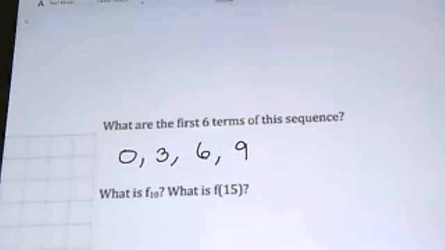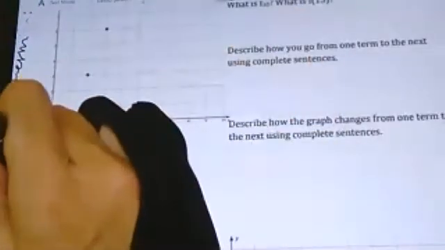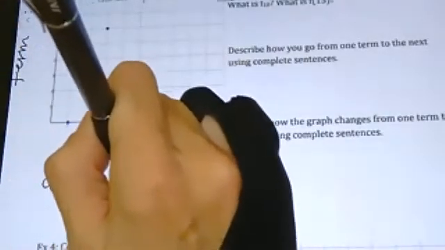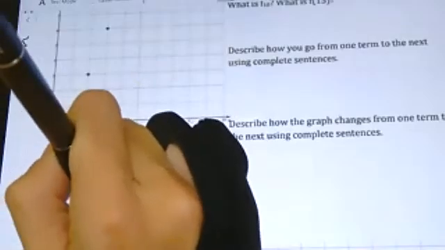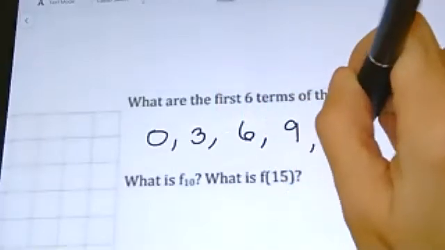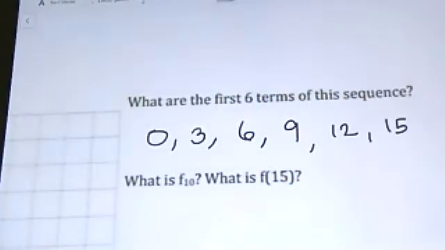And I know it says 6 terms of the sequence. The graph only gave us the first 4, but I think we can figure out what kind of sequence this is. So what is this? Plus 3. So that makes it arithmetic, right? So this is arithmetic with a common difference of 3. So yeah, we can find the first 6 terms. There's 1, 2, 3, 4, and then there's 5, and then there's 6. So there's the first 6 terms of our sequence.